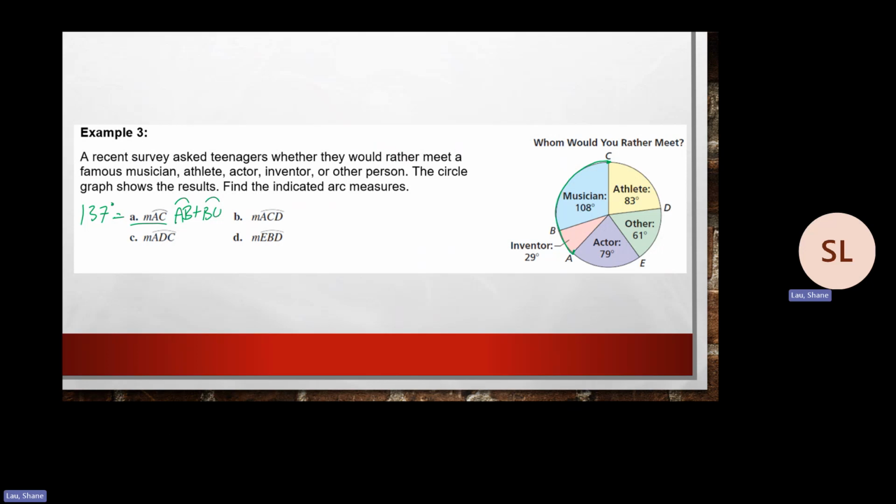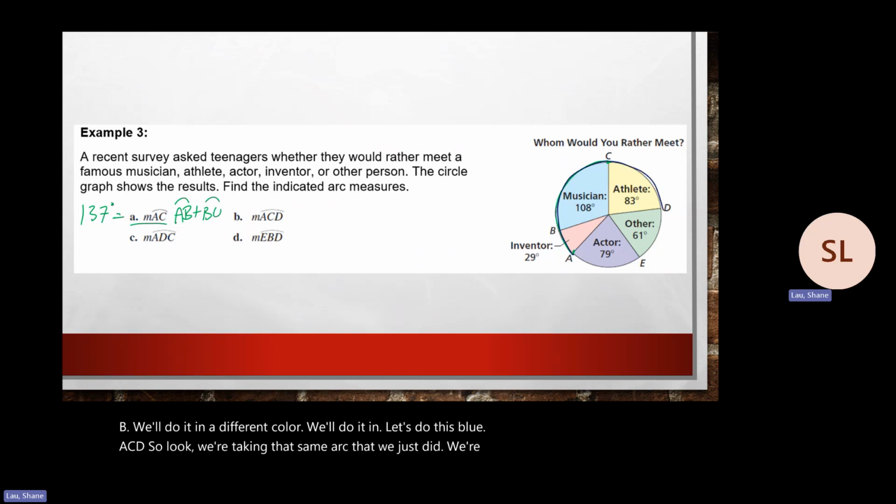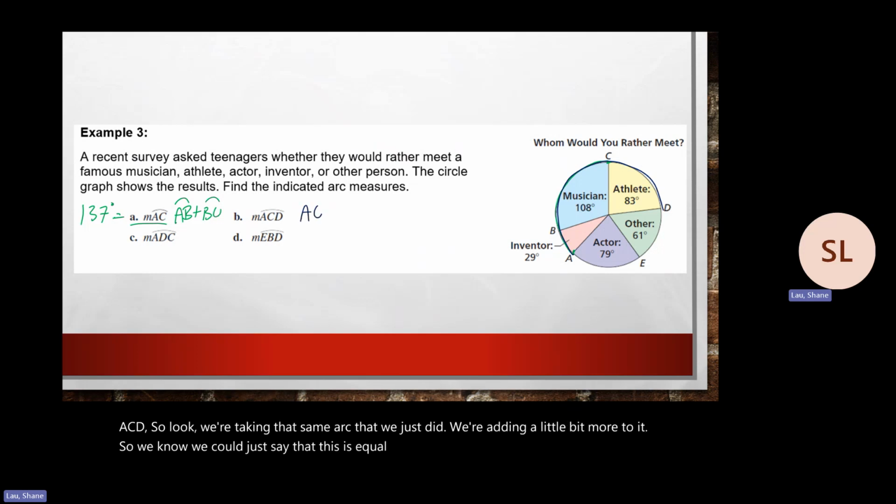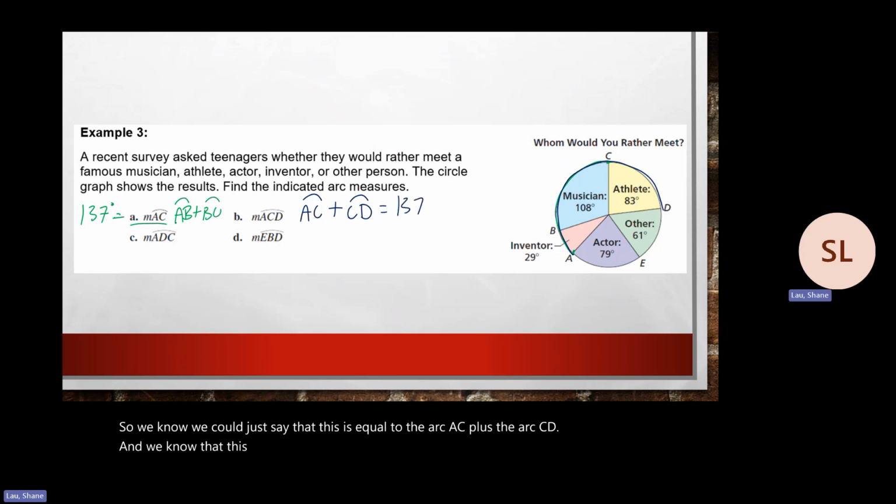Okay, we'll move on to B. We'll do it in a different color. Let's do this blue. ACD, so look, we're taking that same arc that we just did and we're adding a little bit more to it. So we could just say that this is equal to the arc AC plus the arc CD. And we know that this is going to be 137 plus 83, and that is going to equal 220 degrees.